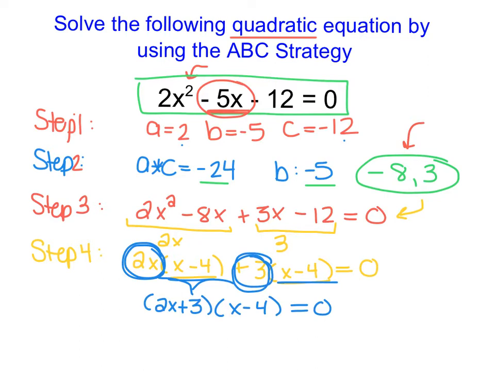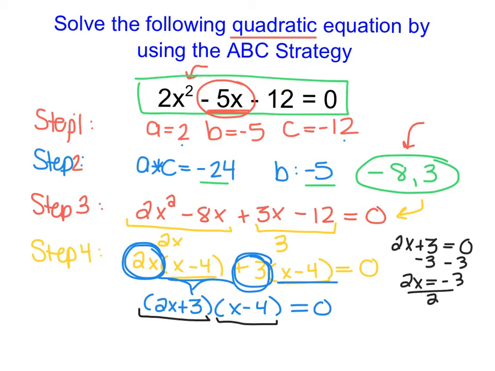We're going to use the zero product property to find our values for x. Notice we have something times something is equal to 0. So we set each little mini equation equal to 0. So I have 2x plus 3 is equal to 0. So I subtract 3 on each side and divide by 2 here. So I find one option is x is equal to -3/2. And then if I set my other part, x minus 4 equal to 0, I add 4 to each side, and I find that my other x value is x is equal to 4.